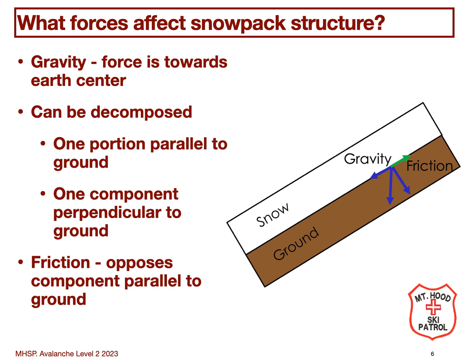Let's focus on gravity and the effect it has on snowpack structure and stability. Gravity is a force that is proportional to mass and always acts toward the center of the Earth. Gravitational force can be decomposed into a force parallel to the surface of the snow and perpendicular to the surface of the snow. Friction is a force that opposes the component of gravitational force parallel to the surface of the snow. Take a moment to study the diagram on the slide and make sure you're clear on these concepts.